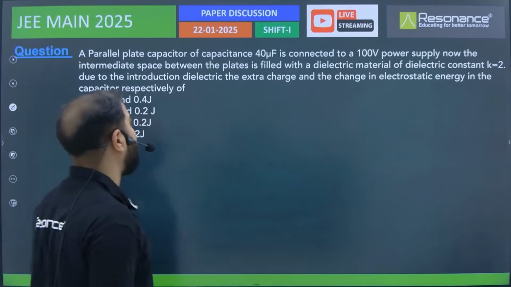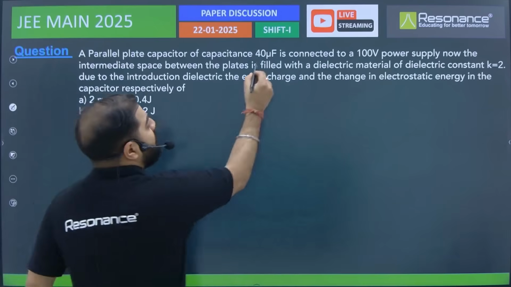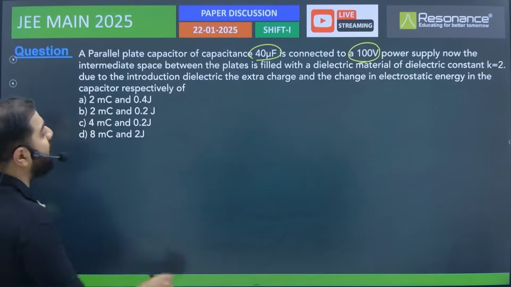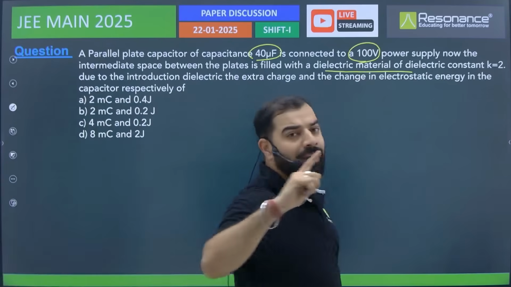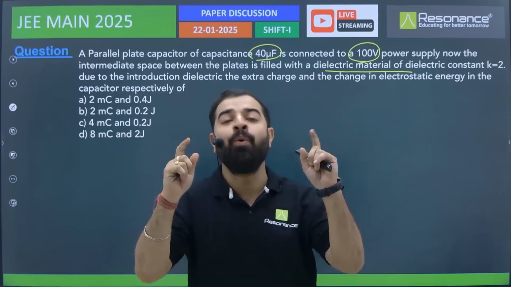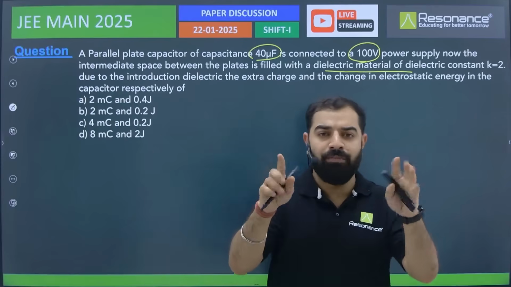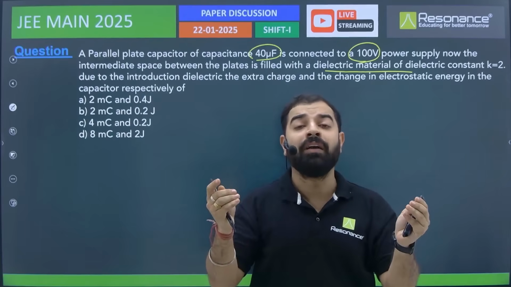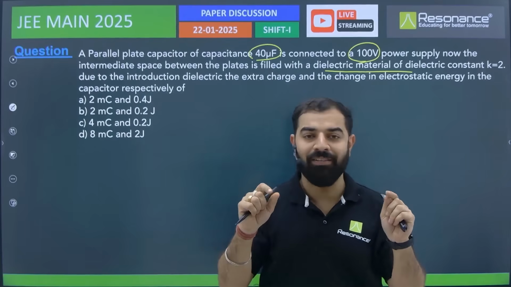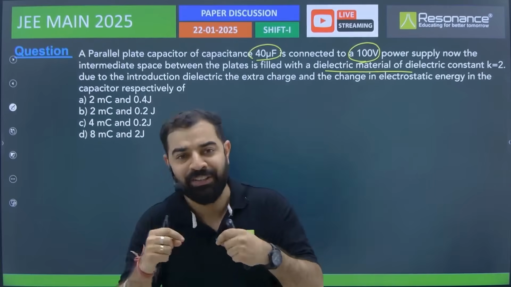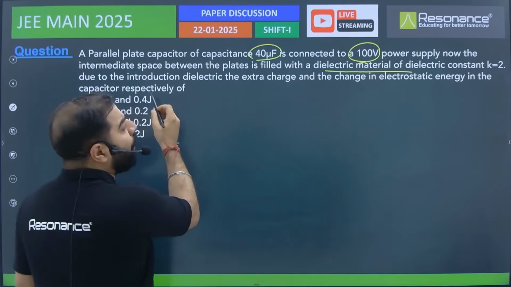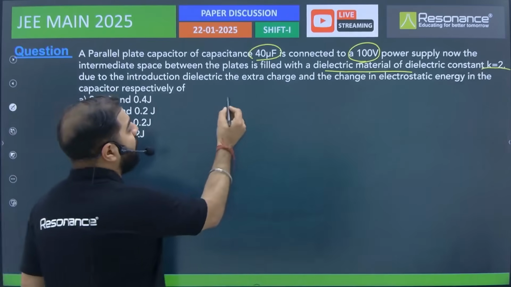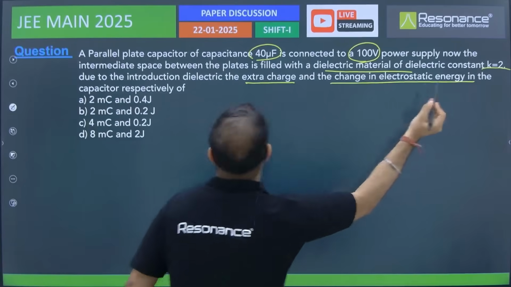A parallel plate capacitor of capacitance 40 microfarad is connected to a 100 volt power supply. Now the intermediate space between the plates is filled with a dielectric material. The moment we put the dielectric material, what happens? If the battery is connected, the charge will increase, the energy will increase, because the capacitance increases. Dielectric constant is given to be 2. Find the extra charge and the change in electrostatic energy in the capacitor.